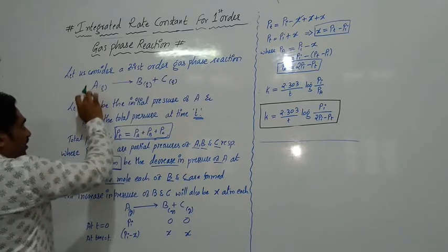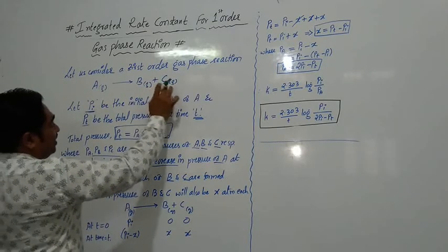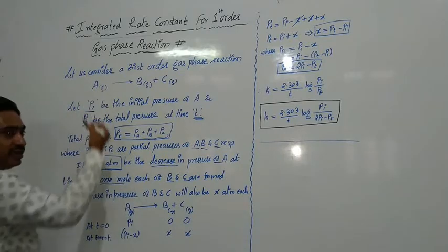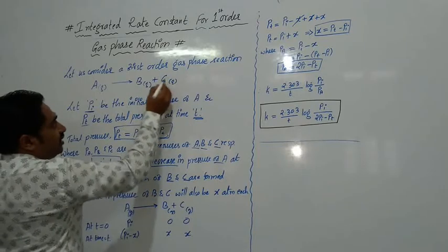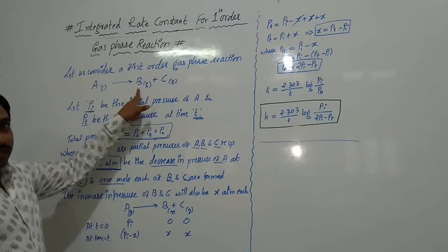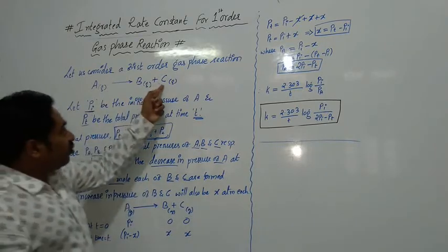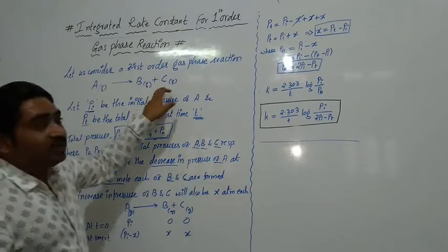So the decrease in the pressure of A is equal to the increase in the pressure of B and the increase in the pressure of C. Here the pressure decreased by x atm. So the increase in the pressure of B is x atm and C is x atm. When 1 mole of B is formed, the pressure increases by x atm, and when 1 mole of C is formed, the pressure also increases by x atm.